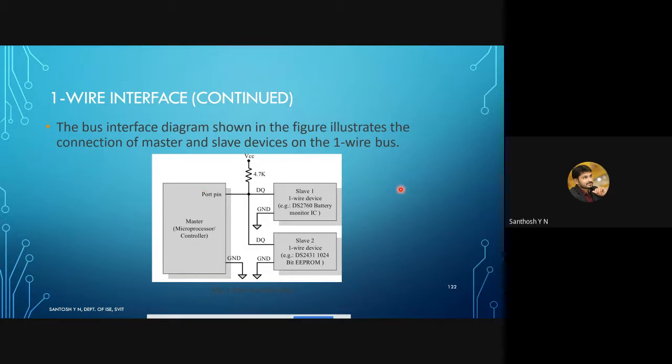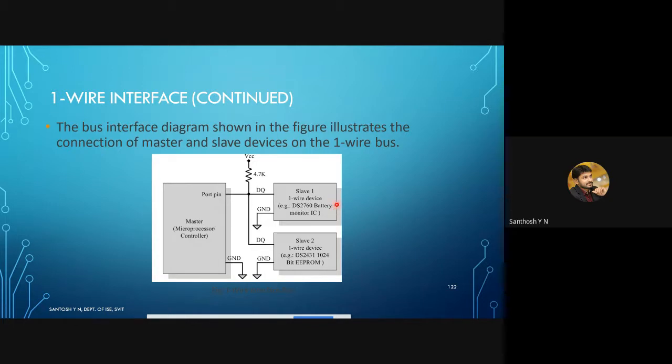So how does it actually work? Each and every slave has a unique identification number. Slave 1 has a unique identification number, and slave 2 again has its own unique identification number. Just like students have USNs, similarly this unique identification number is called a UIN, and its length is 64 bits.